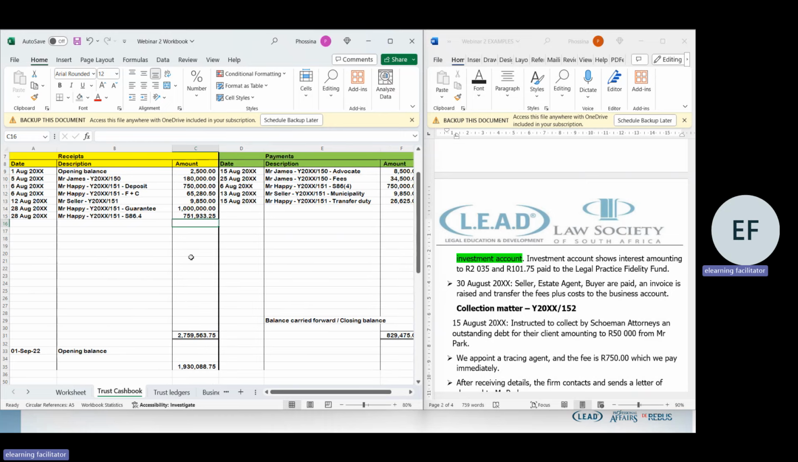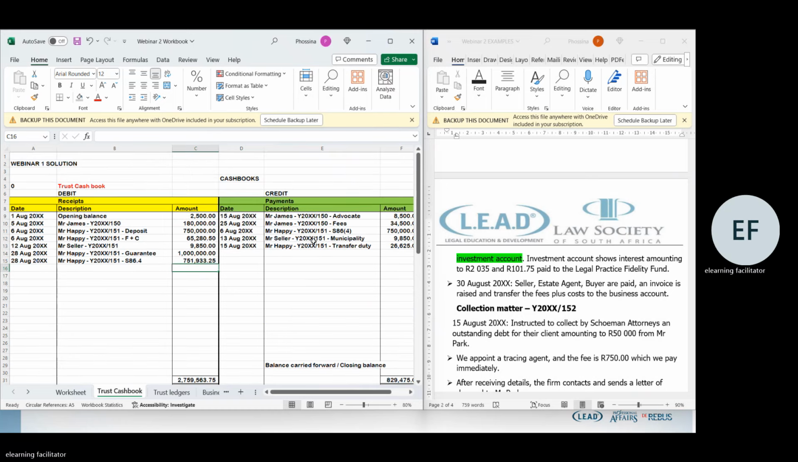Okay, so we've done our double entry. We've shown the money came in. Here we paid it into the section 84. Here we received it back. Okay. So section 86.4, that we receive it back. So after receiving it back, what do we do?